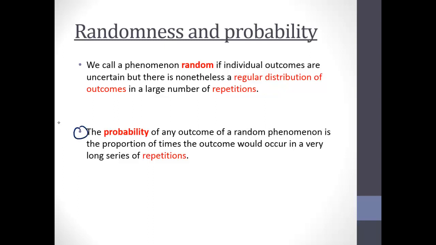And then this leads me to the idea of what probability is. The probability of any particular outcome of a random phenomenon is the proportion of times that outcome would occur in a very long series of repetitions. Thinking about it as my sample gets bigger and bigger, the proportion of women in that group will approach 50%. The proportion of males will do the same. That's what I mean by random, and probability is like the likelihood of an event happening.